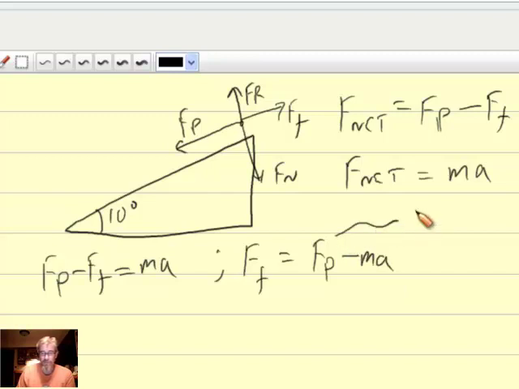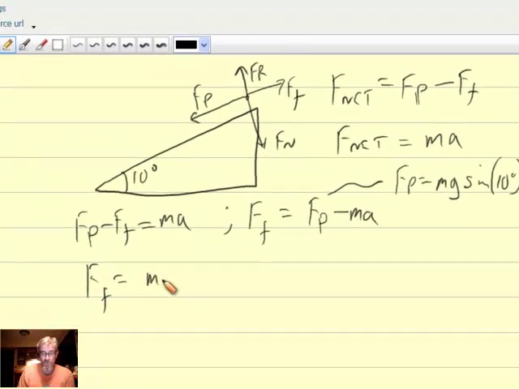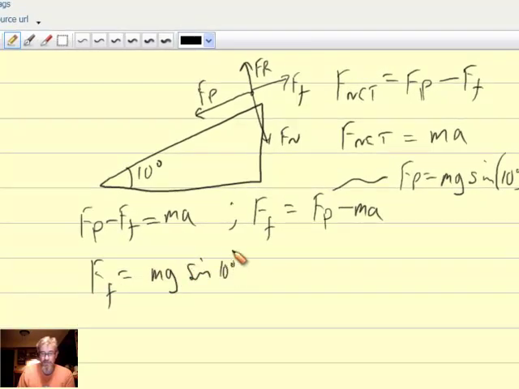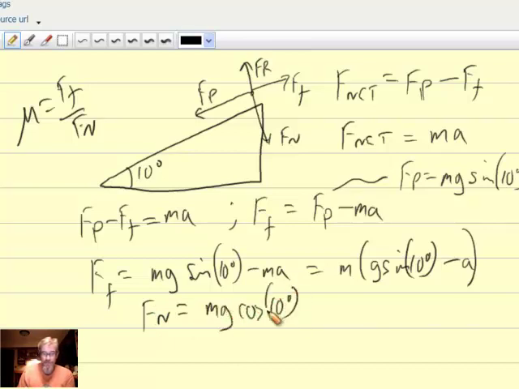But we also know from our toolbox that force parallel is equal to mg, which is the weight, times sine of our angle, which is 10 degrees. So substituting that, we find that force friction is equal to mg times the sine of 10 degrees minus ma. Or we might want to take the m out of there, and we could say that it's m times g sine 10 minus a. Well, that would go in the numerator on mu, because remember, mu is equal to force friction over force normal. We also have a formula from our toolbox for the normal force. The normal force is just mg, the weight, times the cosine of our angle, which is 10 degrees.